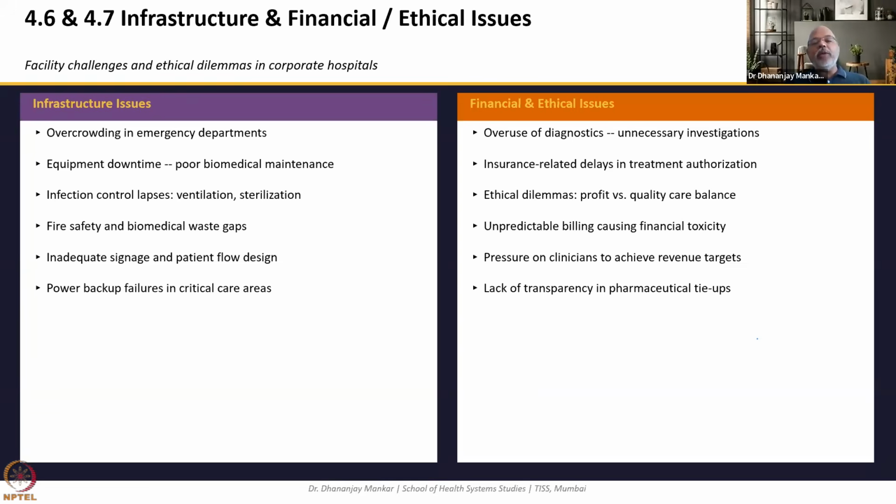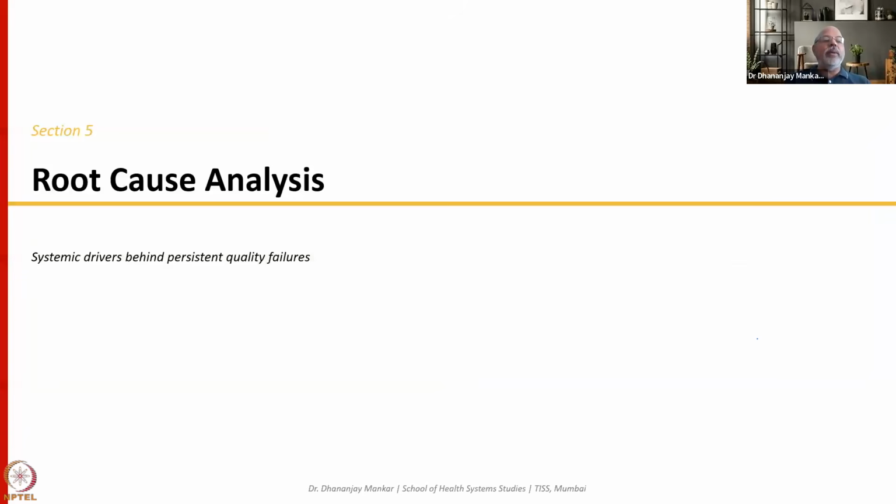We also find a lot of unpredictable billing, which causes financial toxicity to the patient's relatives and also creates problems for the hospitals, where a lot of conflicts arise, and the pressure ultimately goes on the healthcare staff, nurses, doctors, and eventually the clinicians to achieve revenue targets, which makes a lot of tussles, and the hospital's image suffers. And a lack of transparency in pharmaceutical pricing: you may find that unnecessary medicines are written, or there is a pricing discrepancy.